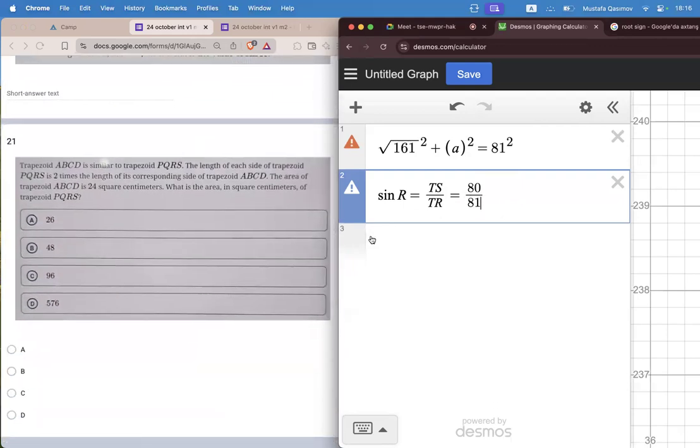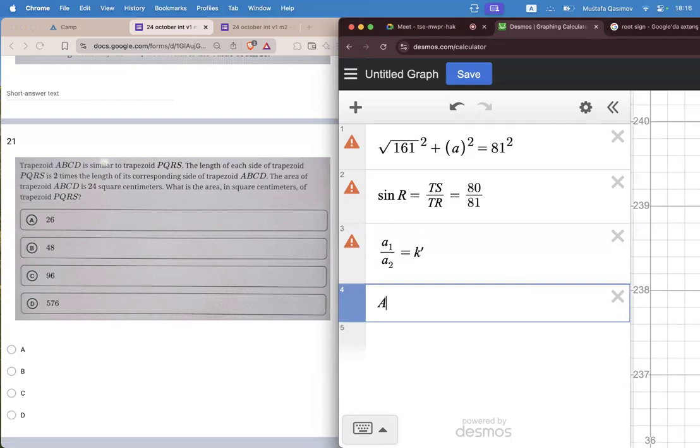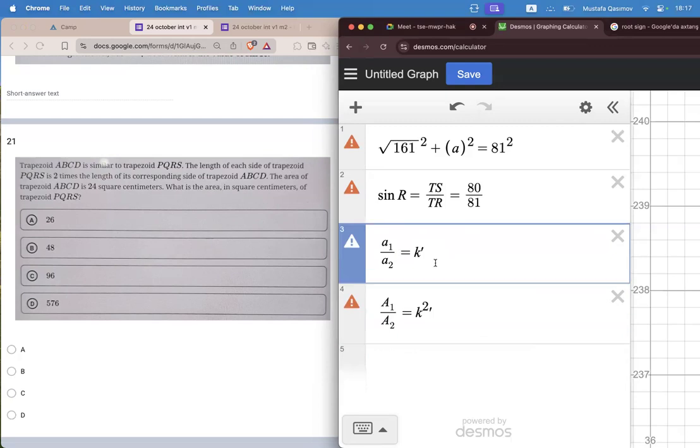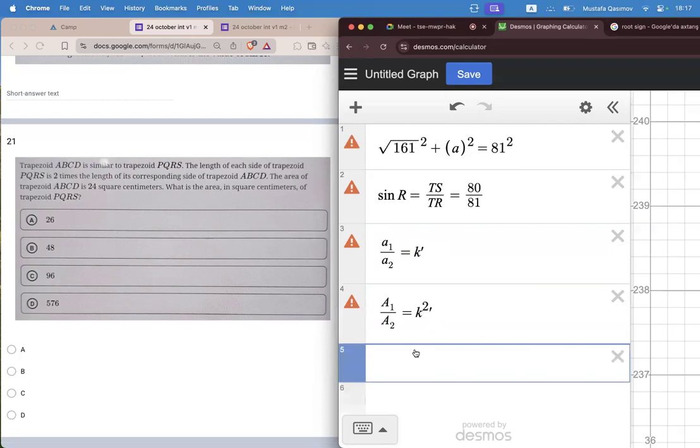When we are talking about similarity and area, A1 over A2 is equal to K squared. Then we can think of it like this. The area of the trapezoid is 24. And because it's 2 times, you have to write it like this: 24 multiplied by 2 squared, so 96.